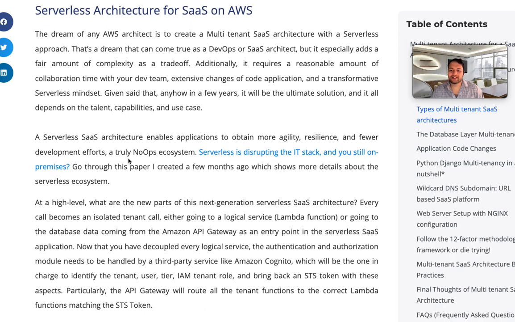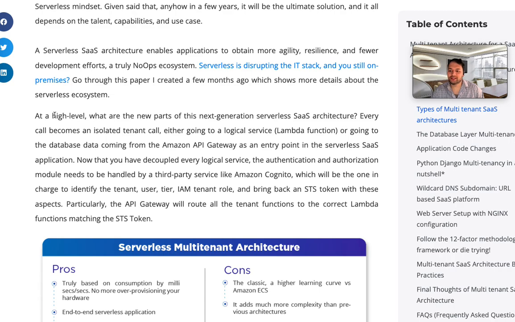A serverless SaaS architecture enables applications to obtain more agility, resilience, and fewer development efforts, a truly no-ops ecosystem. Serverless is disrupting the IT stack and is used still on-premise. So go through this paper. Okay, well, we're not going through that paper right now, but let's continue with, at the high level, what are the new parts of the next generation serverless SaaS architecture.